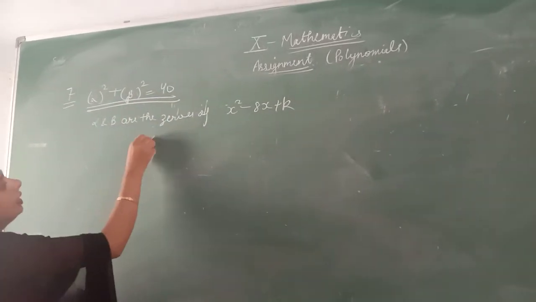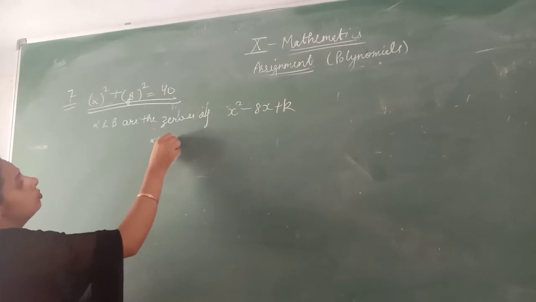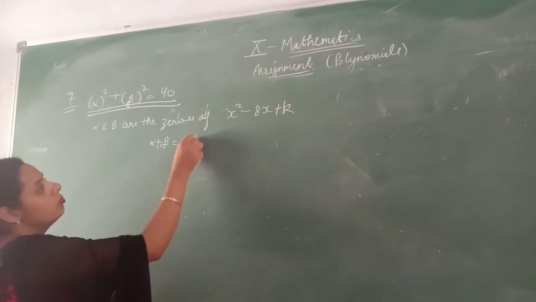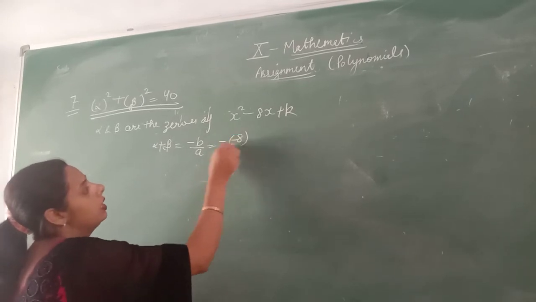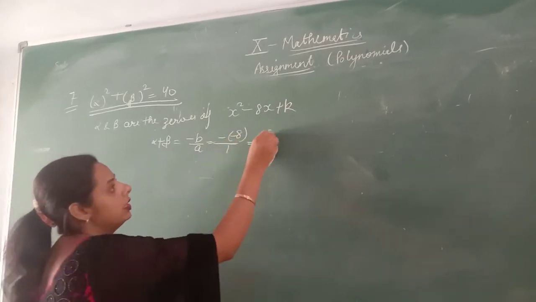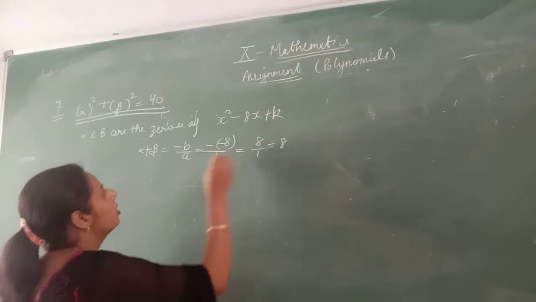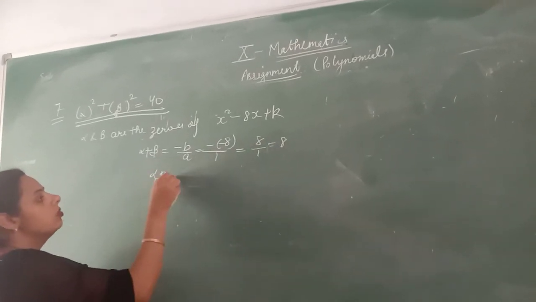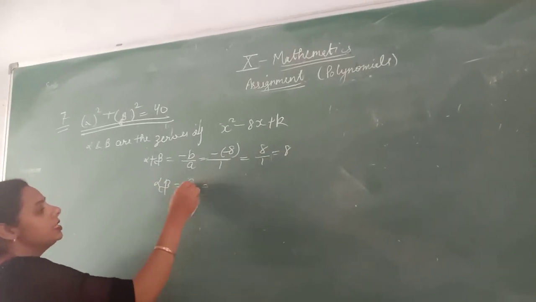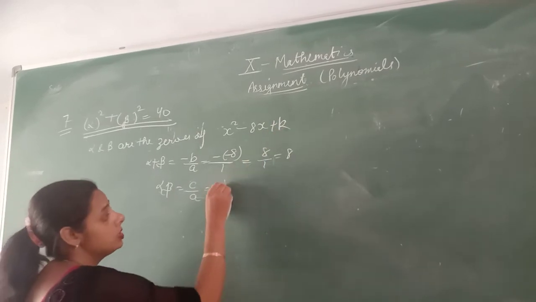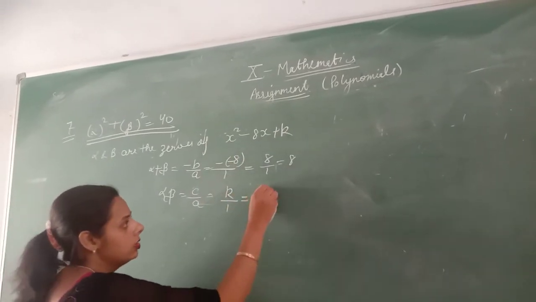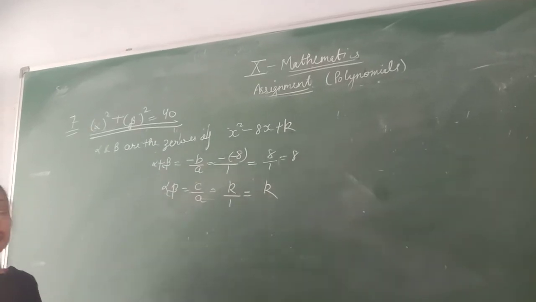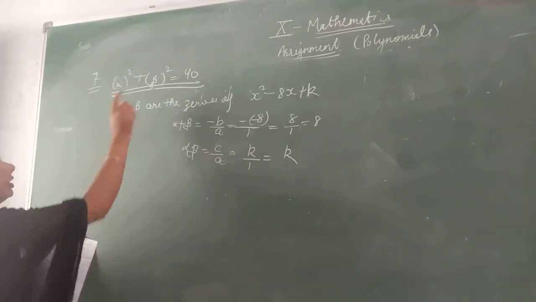And how can you find the sum of the zeros? As you know, the sum of zeros is equal to minus b by a. The value of b here is minus 8, and the value of a is 1. That is 8 by 1. And the product of zeros is equal to c by a. And what is c? c is the constant term, which is k here. And the value of a is 1. So alpha into beta is equal to k.